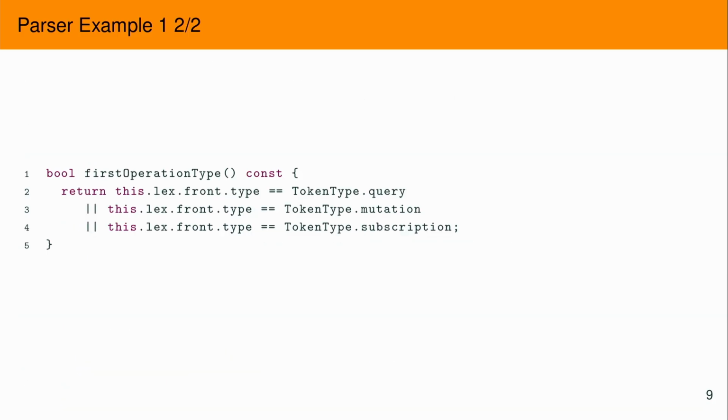So really simple so far. Like the first operation type, as I said, is basically checking the type of the current token to see if it's, for instance, here the query keyword, the mutation, or the subscription keyword, which is basically the first token in any operation in GraphQL.